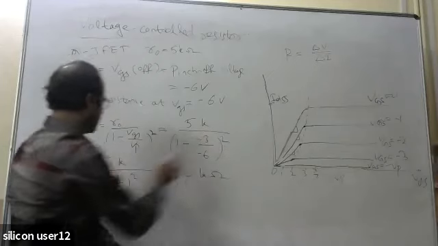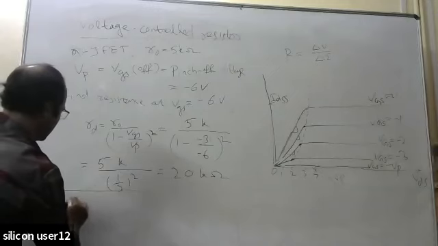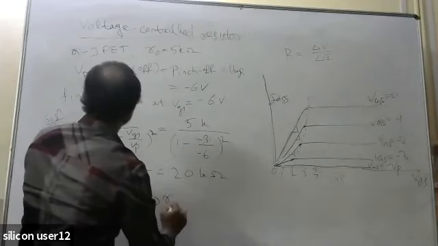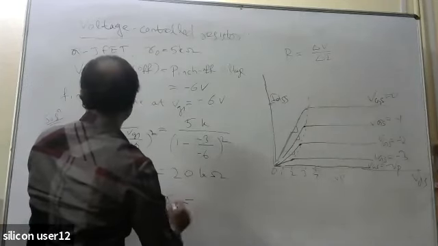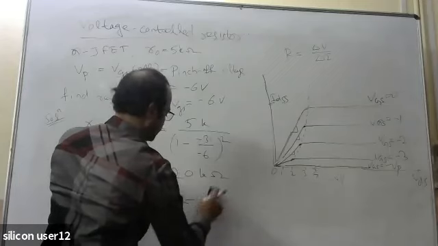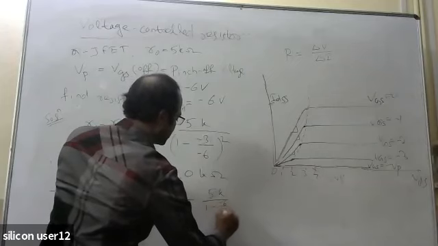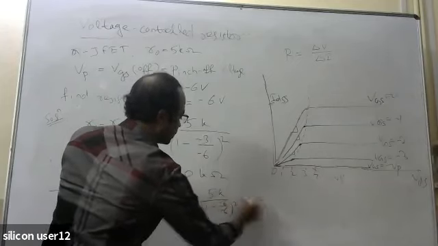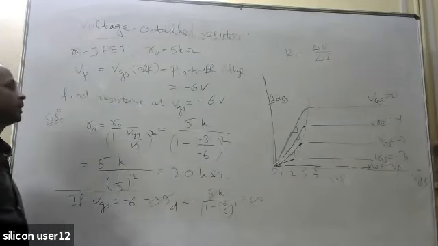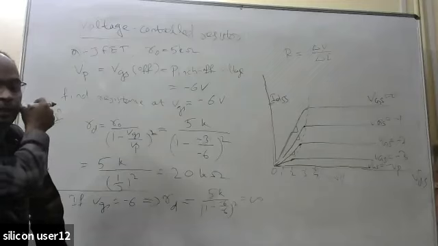Let's go to the second question. If VGS equal to minus 6 implies RD equal to 5k by (1 minus minus 6 by minus 6) whole square, which is equal to infinite. So this is about the N-type JFET. Now the same thing can also be described for the P-type JFET, so that we'll discuss.